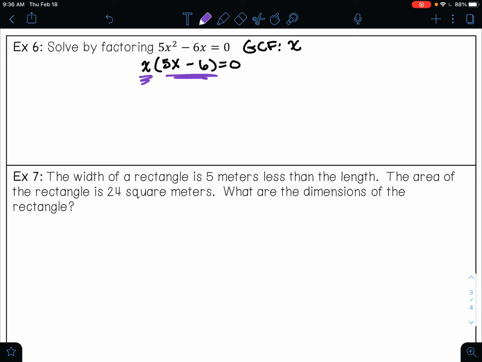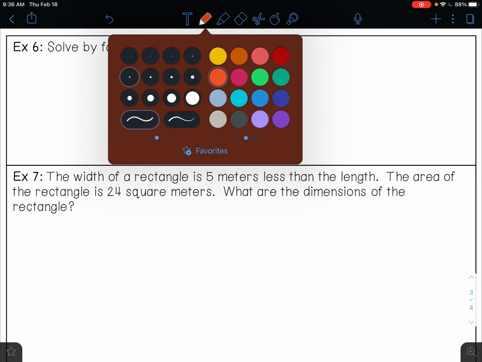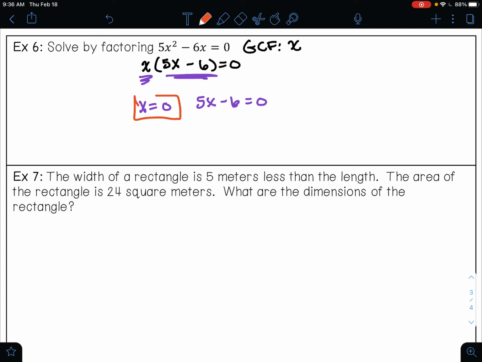So I can use the principle of zero products. Either x equals 0 or 5x minus 6 equals 0. On this first equation, x equals 0, this is already solved for. X is already by itself. So one of my solutions is 0. For my other equation, to undo subtraction, I'll do addition and add 6 to both sides. To undo multiplication, I'll do division and get x equals 6/5. So here my solutions are 0 and 6/5.